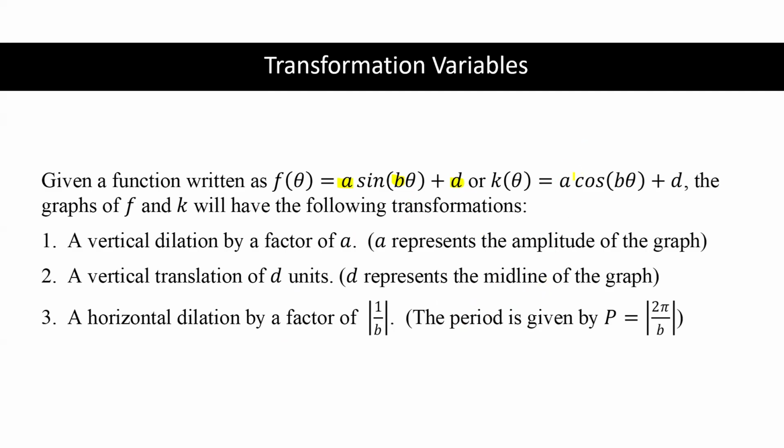Same thing goes for cosine. So k of theta, we have A, B, and D in the exact same location. The only change is from sine to cosine. Your A is your amplitude, your D represents your midline, and your B, remember, x's are liars. Even though it looks like multiplication, it's actually division. It's going to be 1 over B, which means that your period equals 2 pi divided by B. It's always going to be absolute value because you're just describing the distance. Does that make sense?